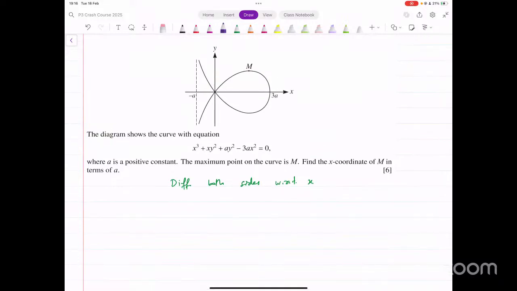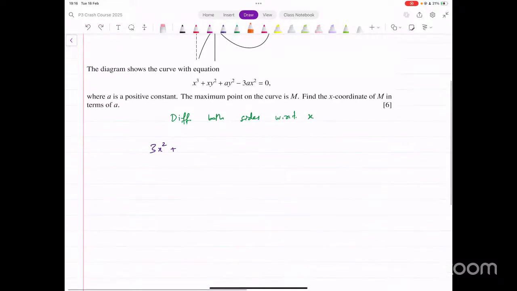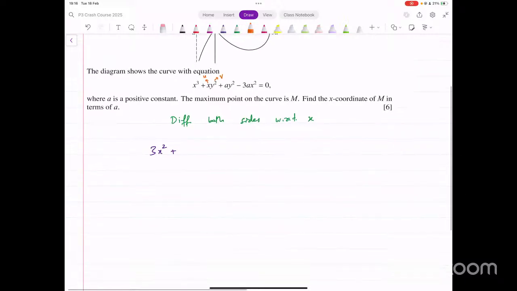Okay, let's try that. Derivative of x cubed, that is 3x squared. Derivative of xy squared, this is a product. So we have to use product rule for this. We can say x is u and y squared is v. What does the product rule look like? It's uv dash plus vu dash.